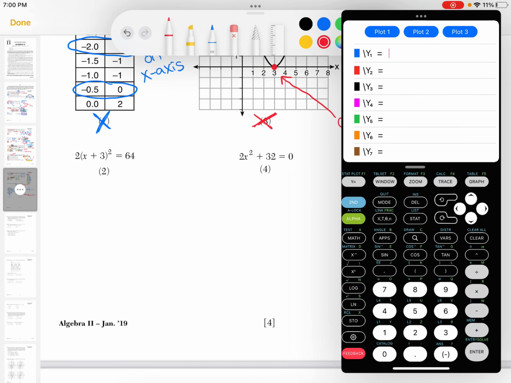So what I'm going to do is go to my calculator, go to my y equals, clear this out, and type that in. So it's 2 times, oh my God, sorry. Oh, my dog just jumped off the couch and scared me so bad.